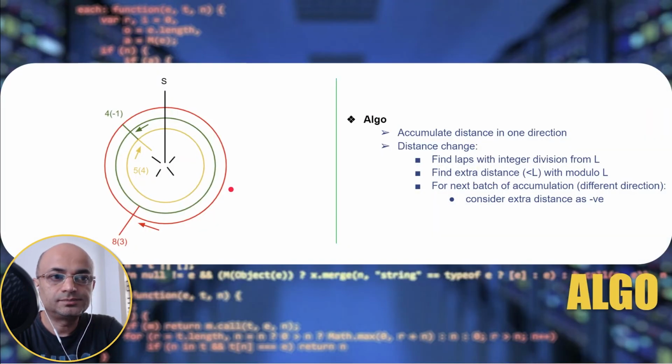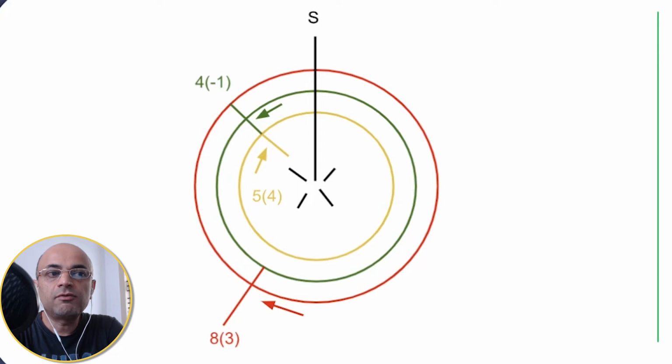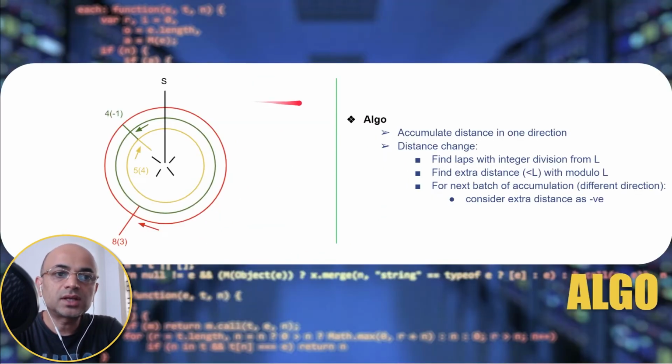Let's look at the algorithm. Instead of counting the laps whenever it crosses the starting point, we can simplify this problem by counting the distance and accumulating it whenever the direction stays the same, whether clockwise or anti-clockwise. So we will keep accumulating the distance from each chunk if the direction remains the same. And whenever the direction changes, we will calculate the number of laps from the previous accumulated distance and see what is left in the distance, so that we can count it in the negative way to go back to the starting point since the direction has changed.